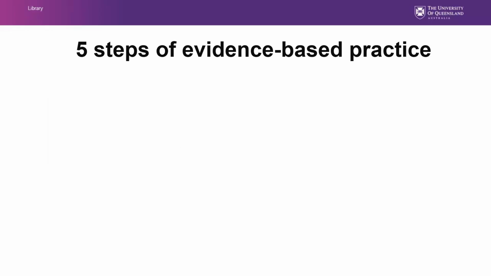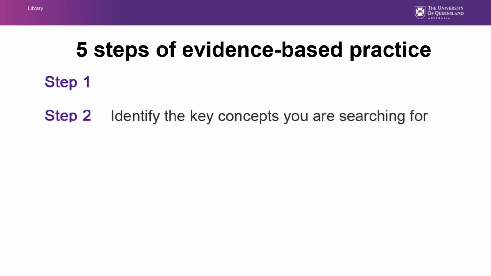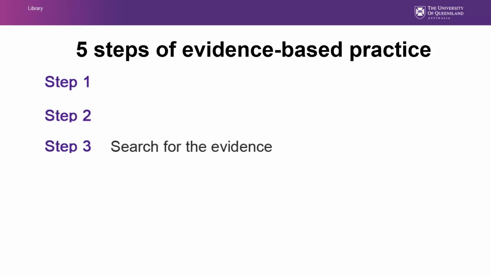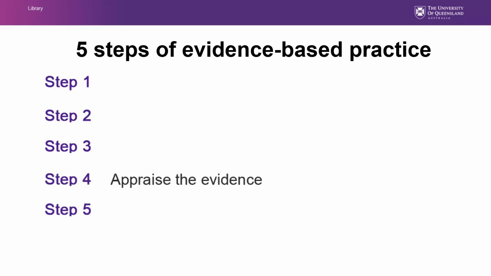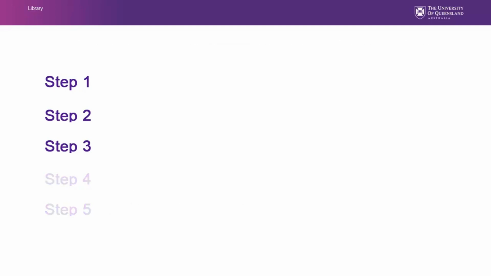The 5 steps of EBP are: Step 1. Work out what it is you want to know. Step 2. Identify the key concepts you're searching for. Step 3. Search for the evidence. Step 4. Appraise the evidence. Step 5. Putting evidence into practice. In this video, we'll look at the first 3 steps.